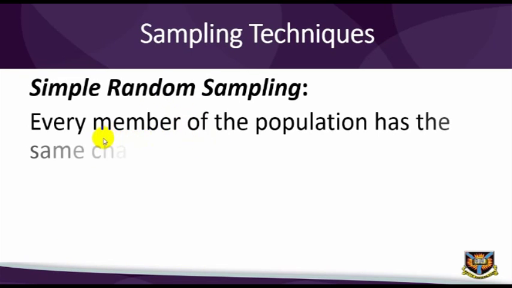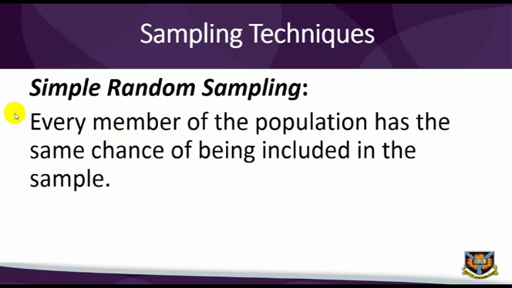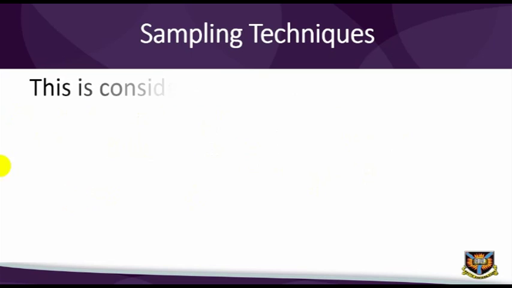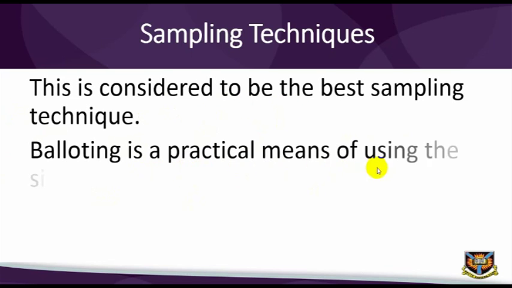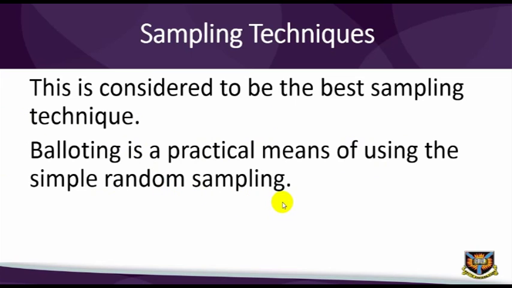This is that technique which ensures that every member of the population has the same chance of being included in the sample. This is considered to be the best sampling technique. Balloting is a practical means of using simple random sampling.